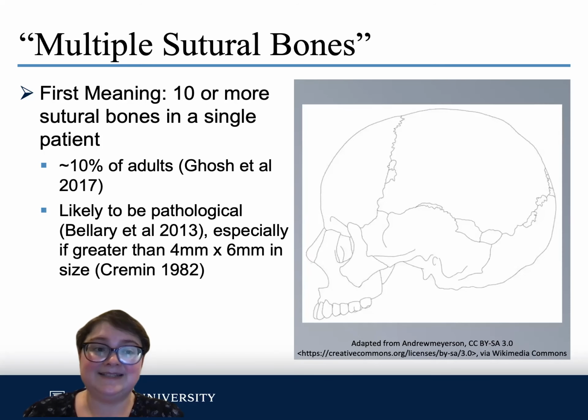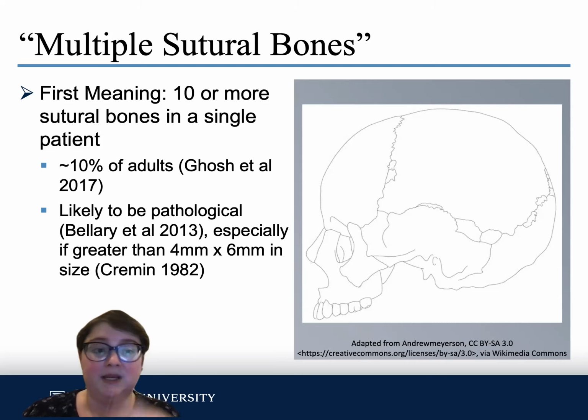The second inconsistency in the description of sutural bones is the precise meaning of the phrases multiple sutural bones or multiple Wormian bones. In anthropology, this phrase simply refers to the presence of more than one sutural bone in a single skull. In medicine, however, this phrase may take one of two meanings, both of which have diagnostic implications.